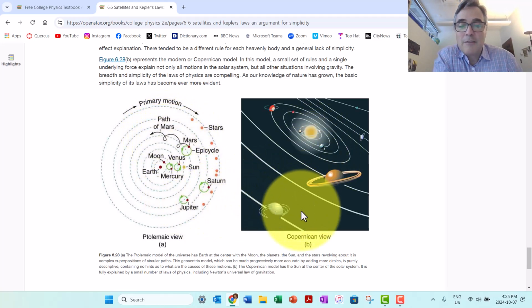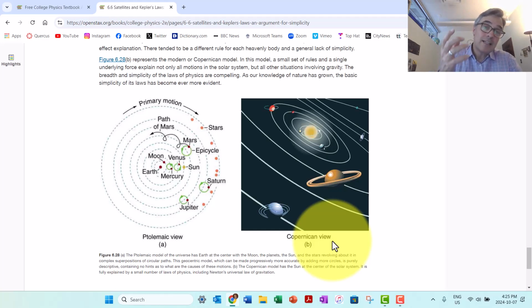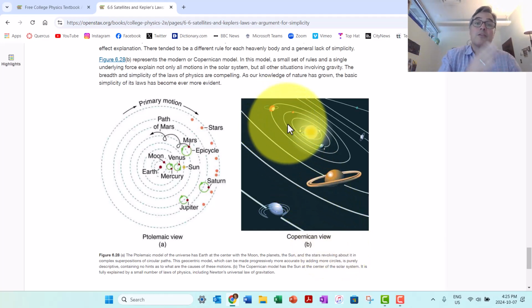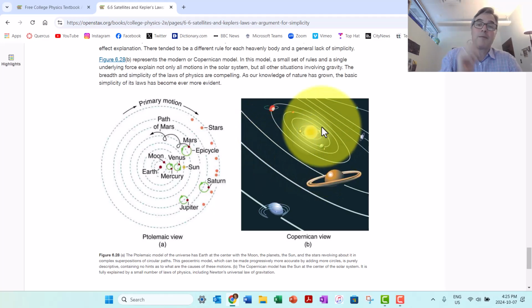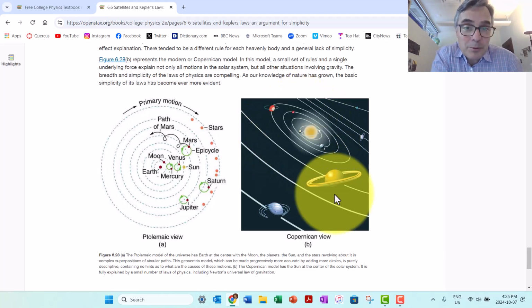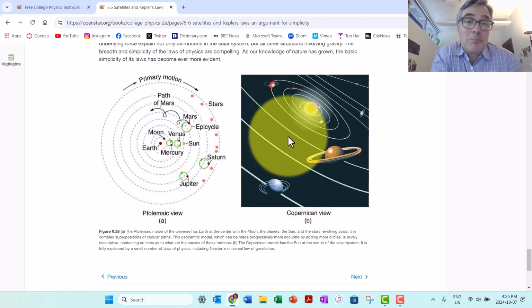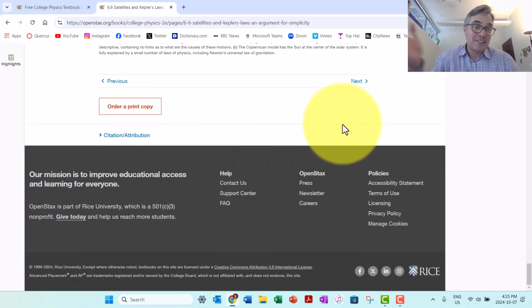And if you go to the Copernican view, where the sun is at the center of the solar system and the Earth is the third planet away from the sun, it offered a simpler explanation of the observations we made. And that's it for Chapter 6.